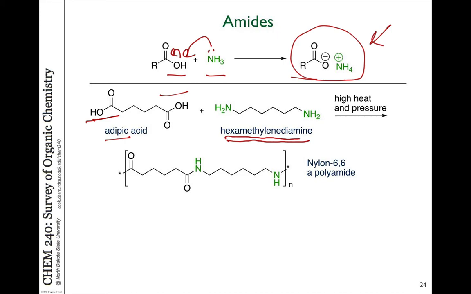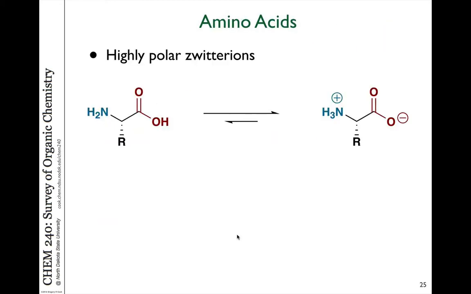we can make polymer chains of this, which we refer to as a polyamide. And these polyamides are what we call nylons. So this 6-carbon and 6-carbon polyamide is called nylon 6,6, and this is the nylon that's used to make fibers and fabric.